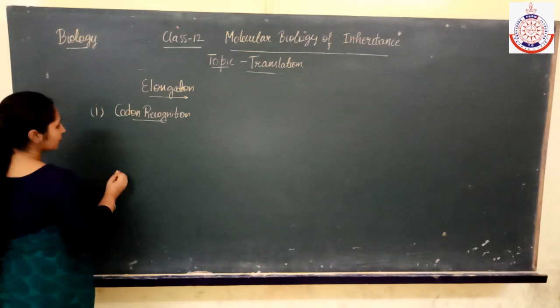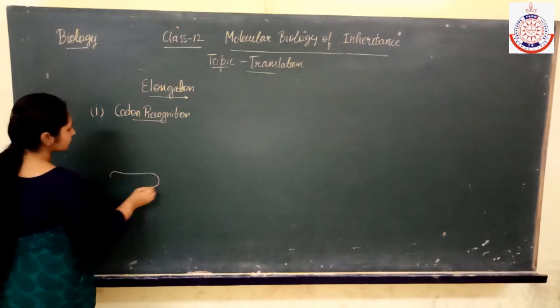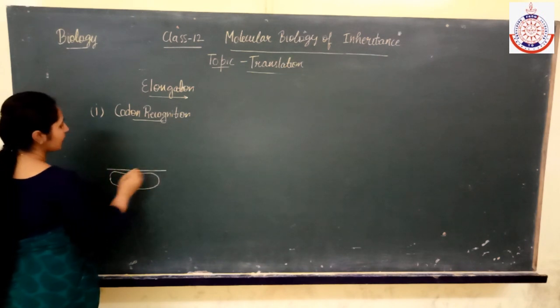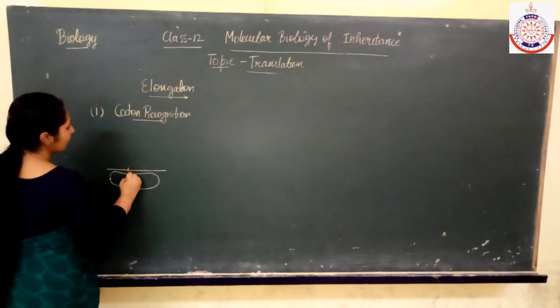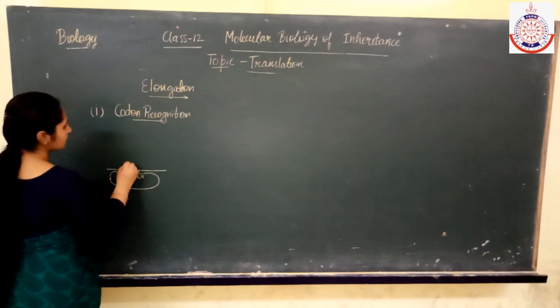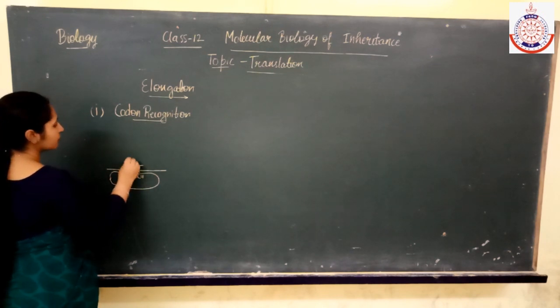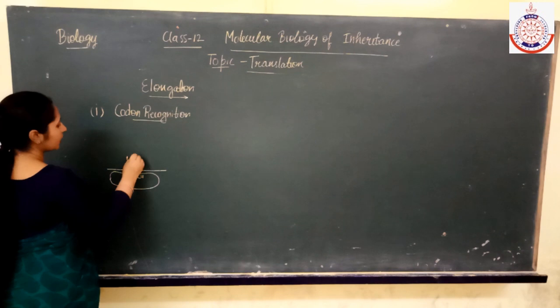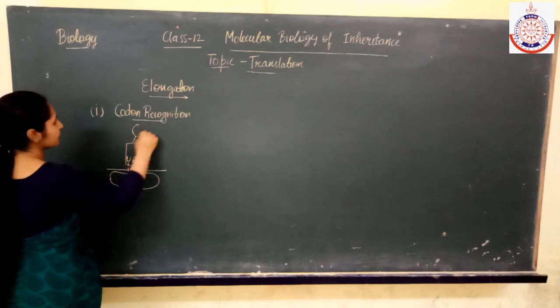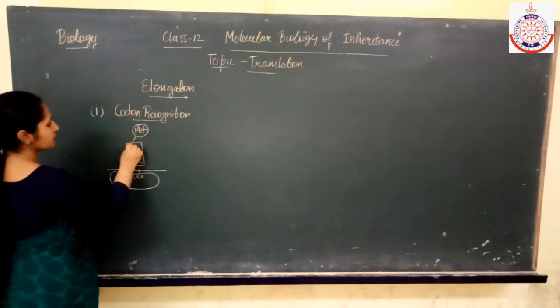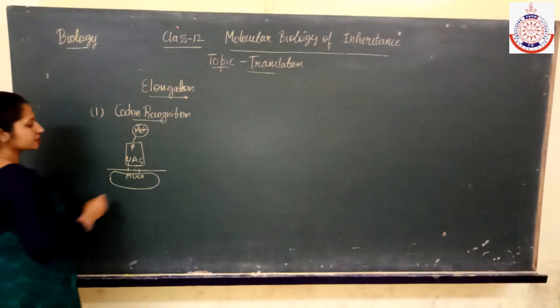I will make the diagram again. This is the small ribosomal subunit and here is the mRNA, and it is bound with the AUG codon. The tRNA will bind with the AUG codon, having U, A and C. And what is present here? Methionine. This is present in the P site.